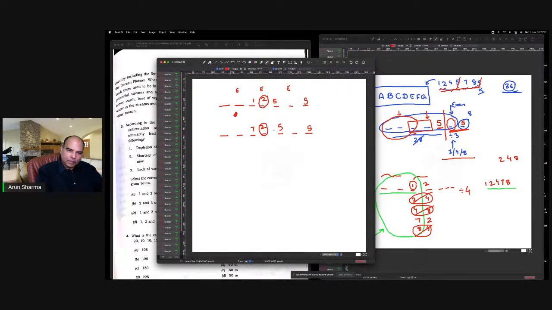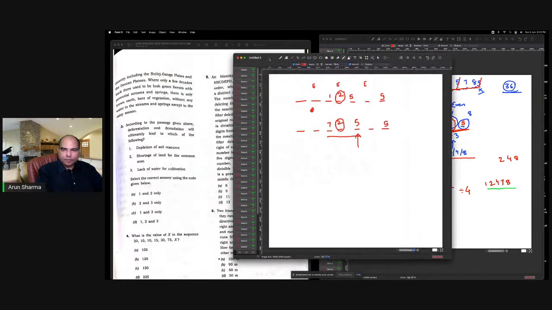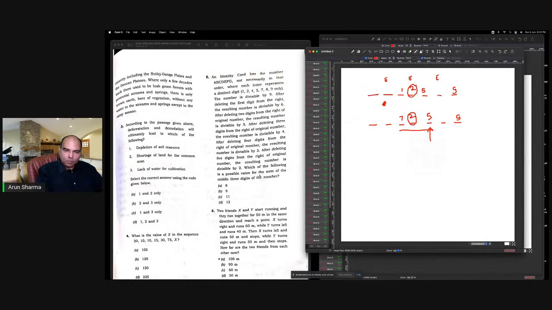And 5. And the focus in this question is to find the sum of the middle 3 digits, because that's what they're asking. Which of the following is the possible value of the sum of the middle 3 digits of the number? There's no resolution to the solution. Yahan possible value 8 aa raha hai, yahan possible value 14 aa raha hai. So 2 possibilities mein exist kar raha hai. Option A is the answer. Okay, mark option A and move on.